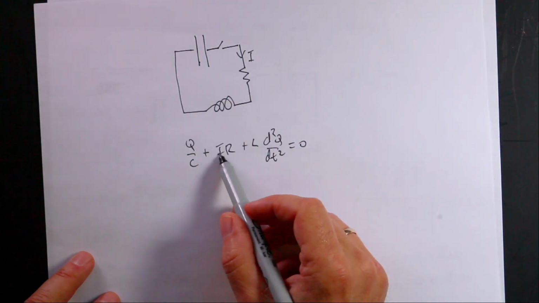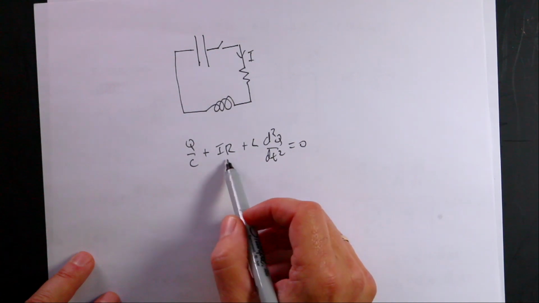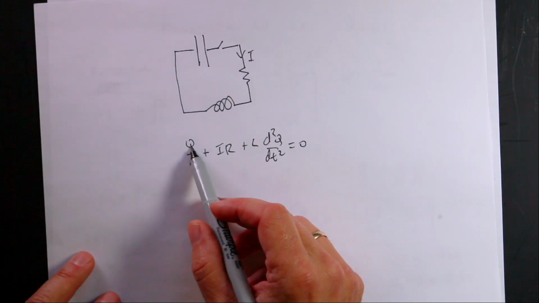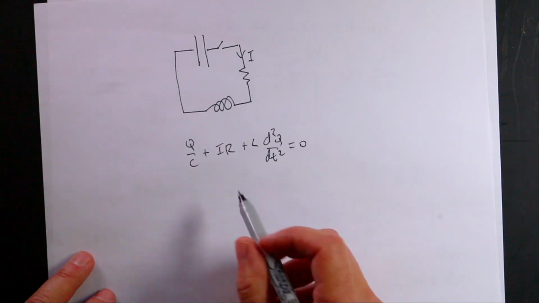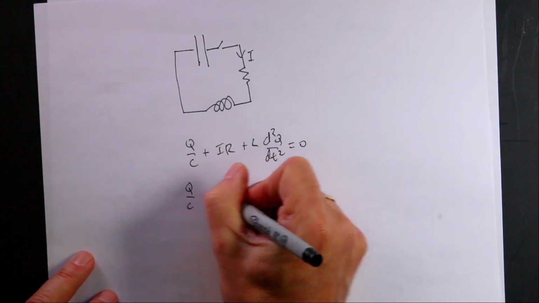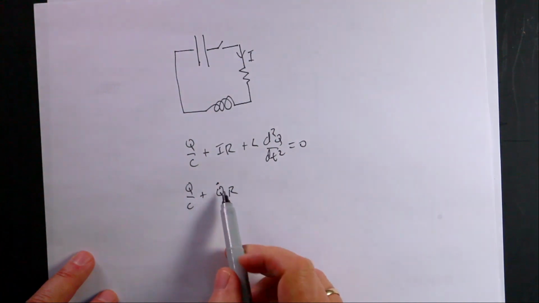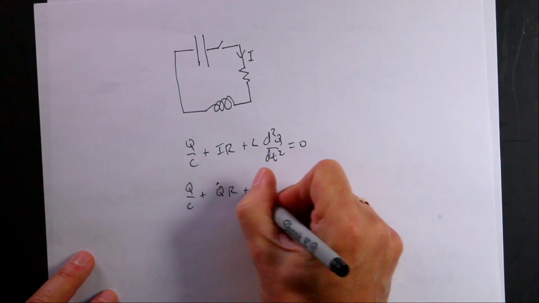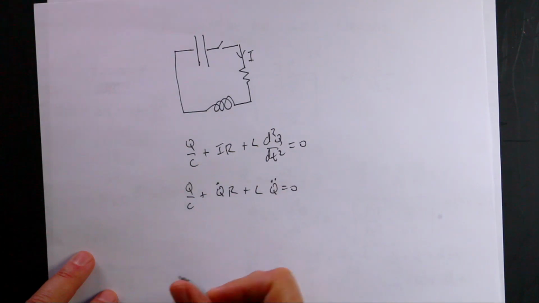Because I is the rate of flow of charge, but this is the charge on the capacitor. So these two things should be opposite. If I was positive, it would increase Q, but I don't want to do that. I want I to decrease Q because the capacitor is being discharged. But either way, I can write this as the following equation. Q over C plus Q dot R, right? That's dq dt, plus L Q double dot equals 0.